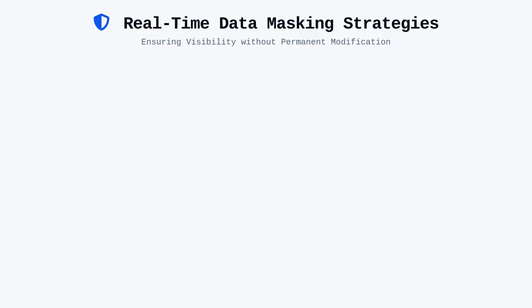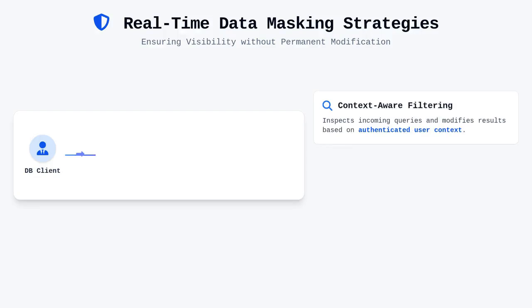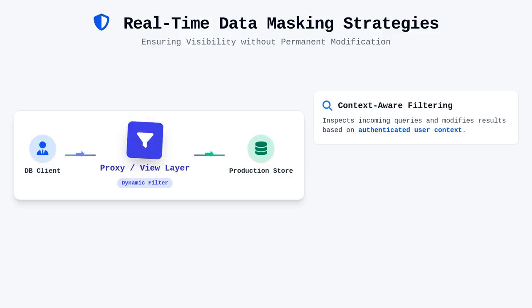For environments that require real-time visibility without permanent data modification, we rely on database view masking layers and proxy-based solutions. A proxy-based masking agent acts as an intermediary layer between the database client and the data store, inspecting every incoming query. Based on the authenticated database user's context, the proxy dynamically modifies the result set to redact, hash, or mask specific sensitive fields. For example, a system administrator might only see the last 4 digits of a social security number, while a specialized compliance officer would have the necessary credentials to view the full, unmasked record.